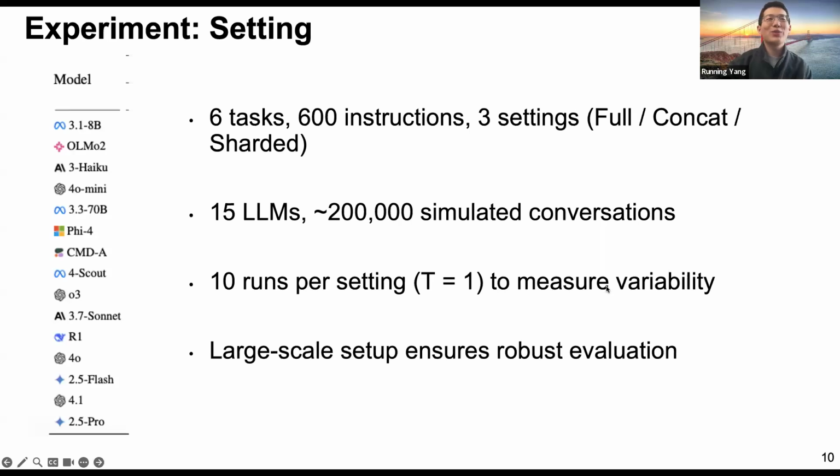So they did a very big experiment. As we can see, they tested over 15 language models and many types of conversations. And they use temperature one to measure the variability across runs, and they also set up the evaluations based on this.